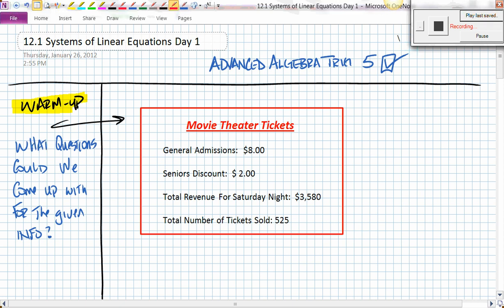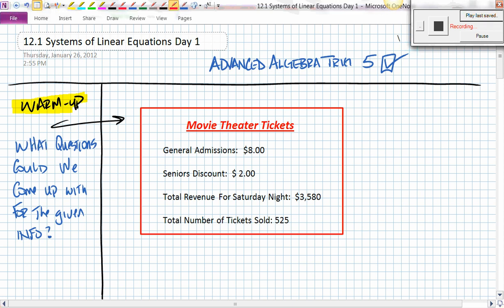All right, so here's what I have for you. General admission for this particular movie theater is $8. If you're a senior, you get a $2 discount. The total revenue, what's revenue mean again? How much they made, right? So the total revenue for Saturday night was $3,580, and the number of tickets sold all night was 525.